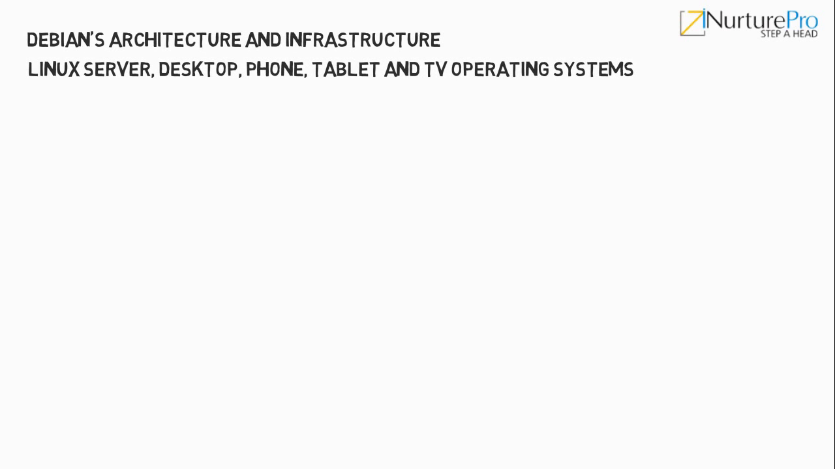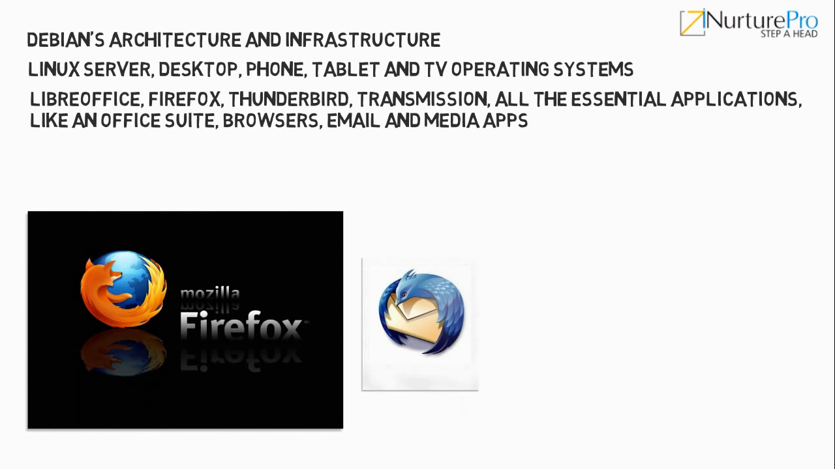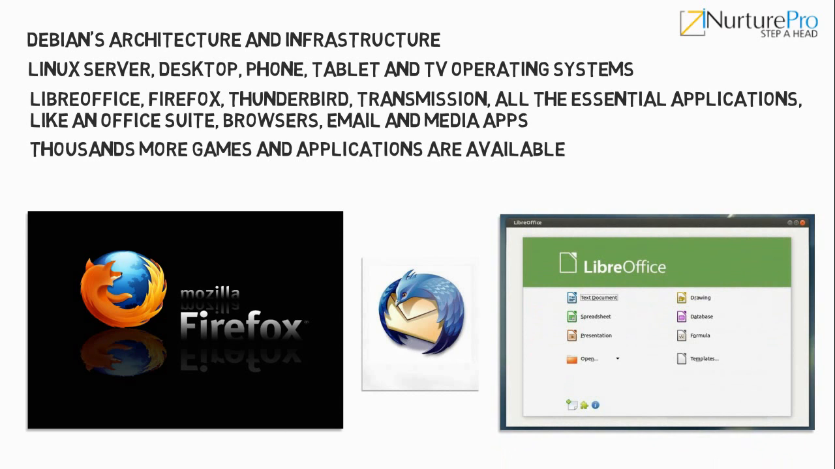Ubuntu is built on Debian's architecture and infrastructure to provide Linux server, desktop, phone, tablet and TV operating systems. It comes with everything one needs to run an organization. A default installation of Ubuntu contains a wide range of software that includes Firefox, Thunderbird, Transmission, and all other essential applications like an Office suite, browsers, email, and media apps, all pre-installed. Further, thousands of more games and applications are available in the Ubuntu Software Center.